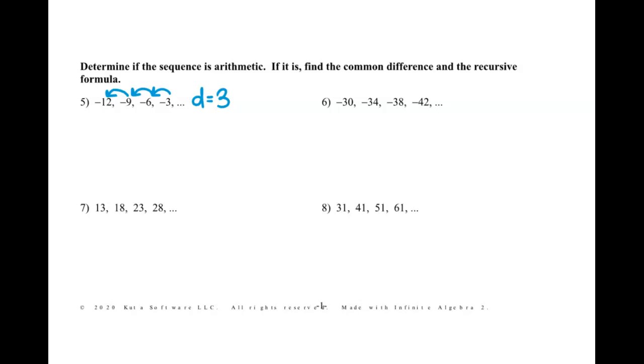For the recursive formula, the first thing we need is our first term, and you just look at the list. So a sub 1, our first term, is -12. And then recursively, to get a sub n, you take the prior term, whatever it is, a sub n minus 1, and then you add 3. That's how we write our recursive formula. All this means is if you're anywhere in the sequence, let's say we look at -6, to get to the next one, you add 3.